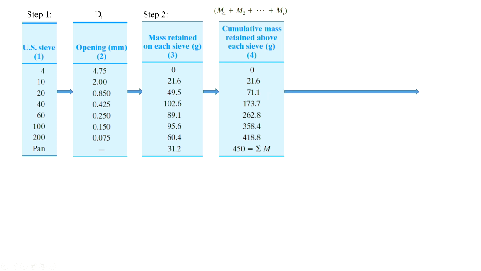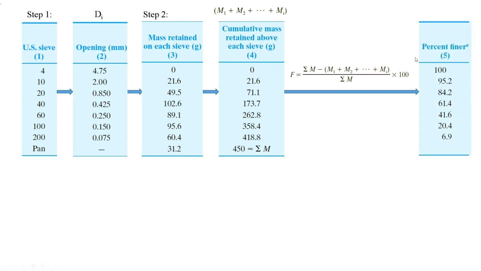And finally, as long as you know the accumulated mass retained above each sieve, then with this equation, you can calculate the percent finer. You know this, right? This column gives you the accumulated mass retained above each sieve, and the total mass is 450. Then you can calculate the percent finer, finally, right? And this is the opening, or we say this is the particle size, the x-axis. This is the y-axis, right?